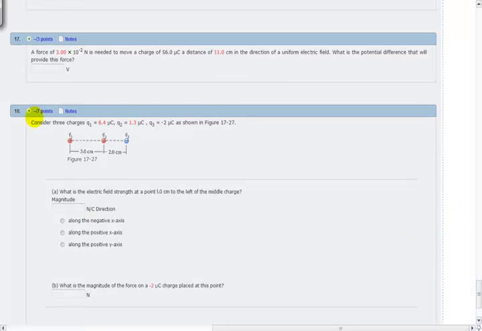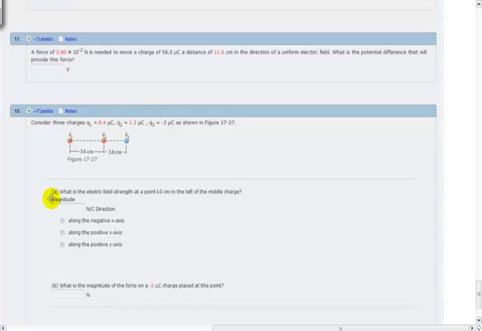Number 18, it's the trickiest one on this homework set here. Consider three charges, Q1, 6.4 microcoulombs. You guys know what that little U thing looks like? You know what that is? That's the metric prefix for micro, okay? Which means millionths of a coulomb. Q2 is 1.3 microcoulombs, and Q3 is negative 2 microcoulombs, as shown in figure 17.27.